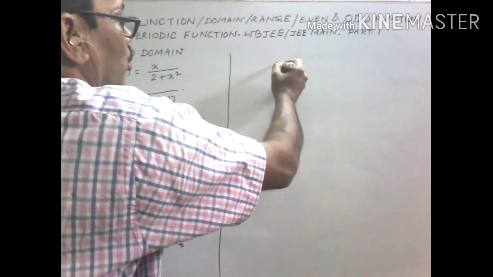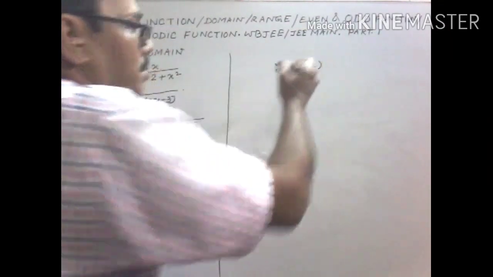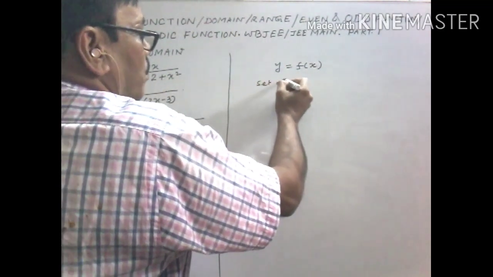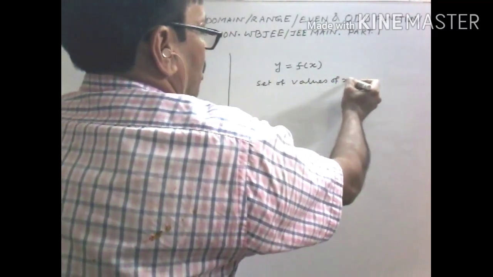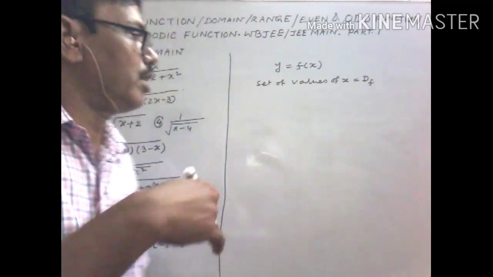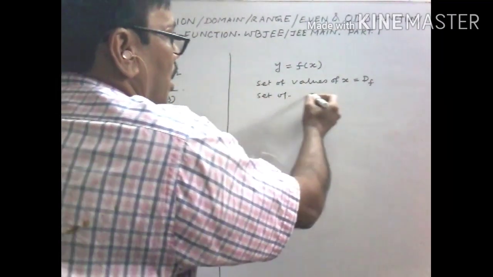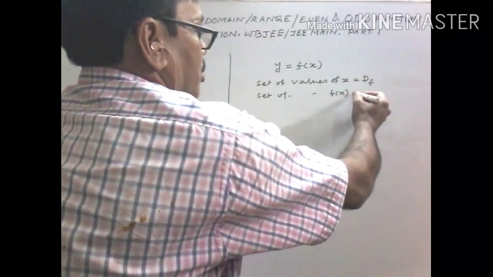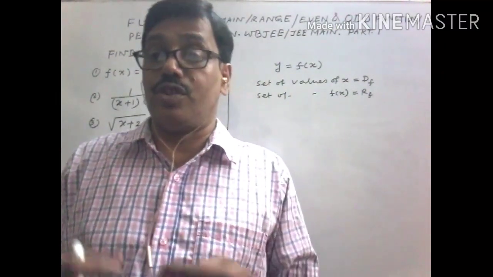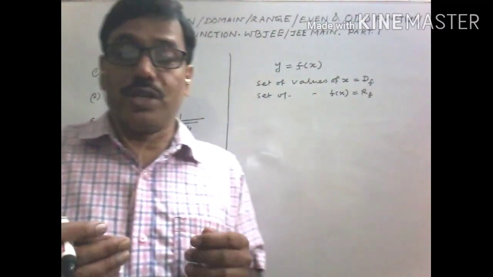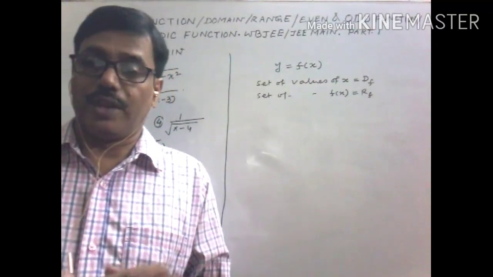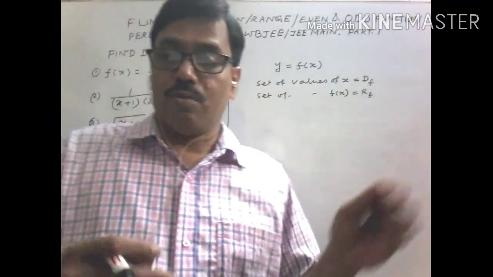So we know if y equals f(x) is a function, then the set of values of x is its domain. It is denoted by Df, and the set of values of f(x) is called the range, denoted by Rn. So domain is the set of values of x for which the function is defined. In calculus, we shall consider only real valued finite functions. So x must be real and the function must be finite.